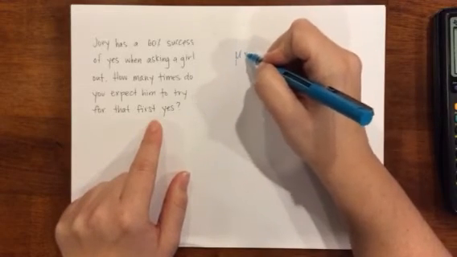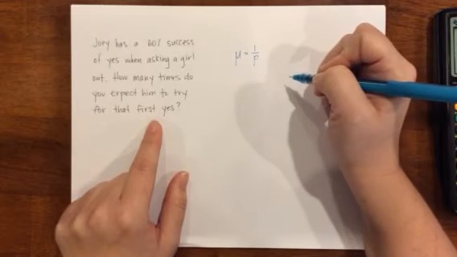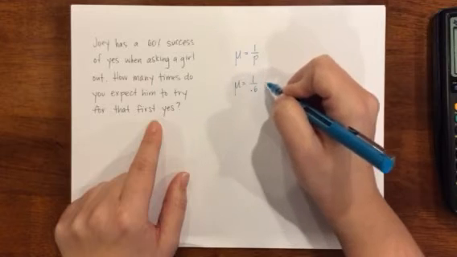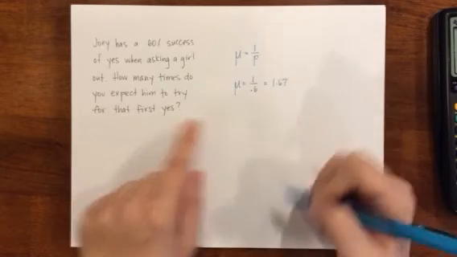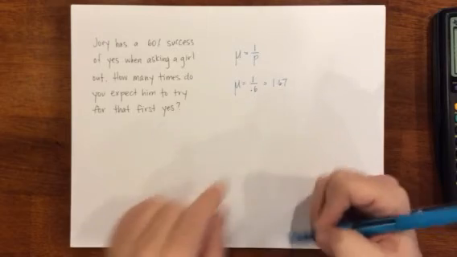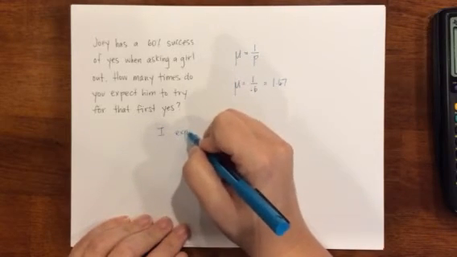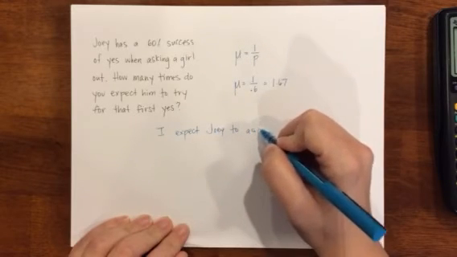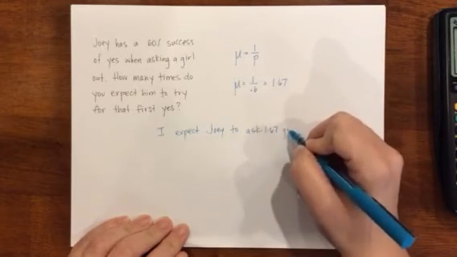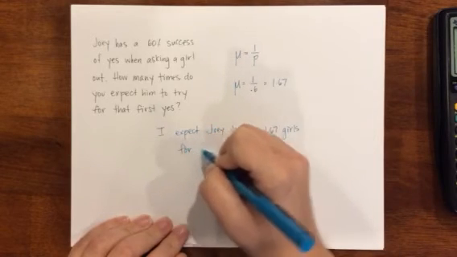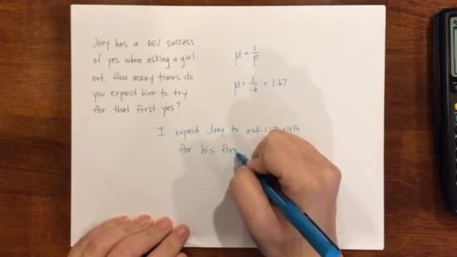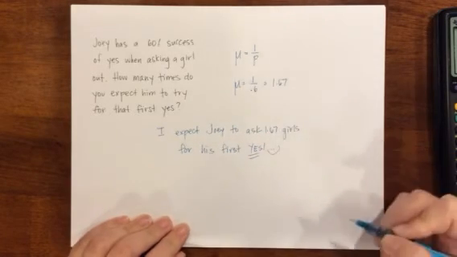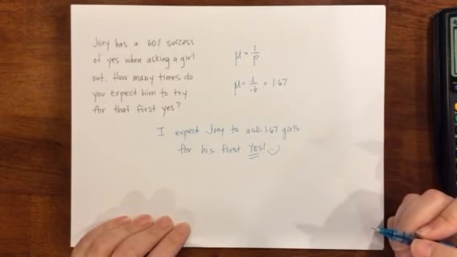Okay, so for geometric mean, it's 1 over p. So in this case, it's 1 over 0.6, which is 1.67. So that means I expect Joey to ask 1.67 girls for his first yes. All right, so I hope that video helped with geometric probability.